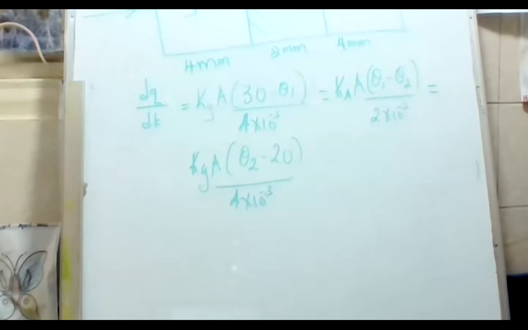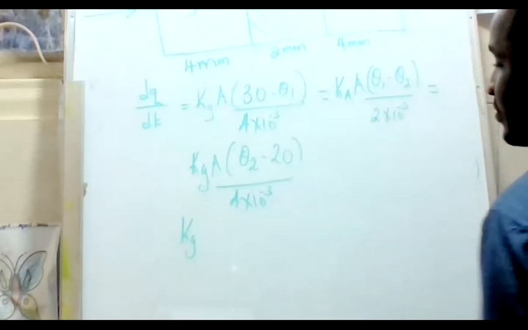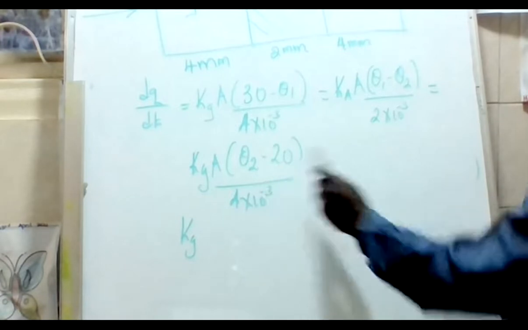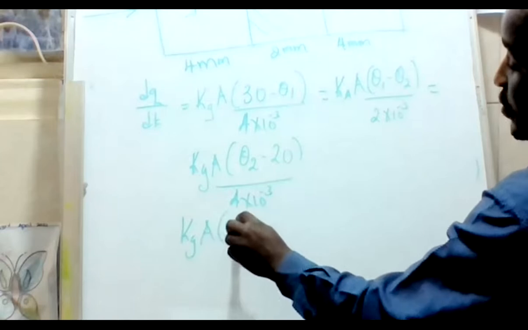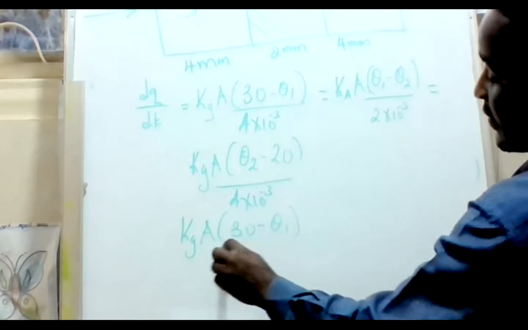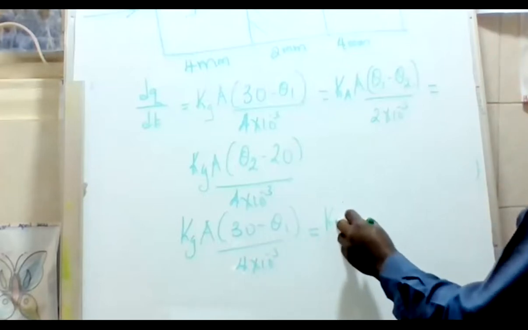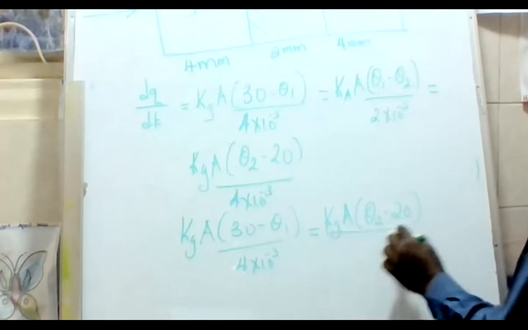We can equate the first and the last. They are asking us to calculate the rate at which heat is conducted through the window. That means that we need to look for the temperature theta 2. So you have to treat this equation: K_g A into 30 minus theta 1 divided by 4 times 10 power negative 3 must be equal to K_g A into theta 2 minus 20 divided by 4 times 10 power negative 3.